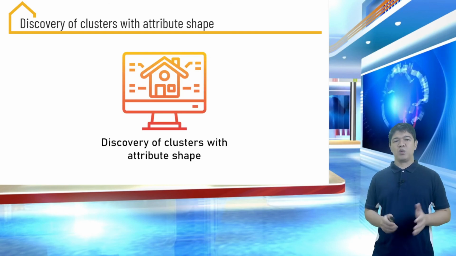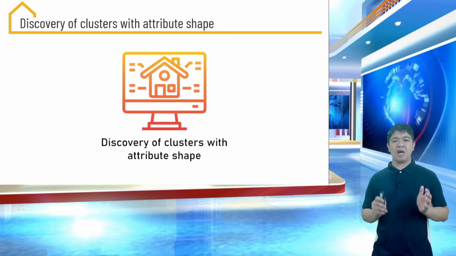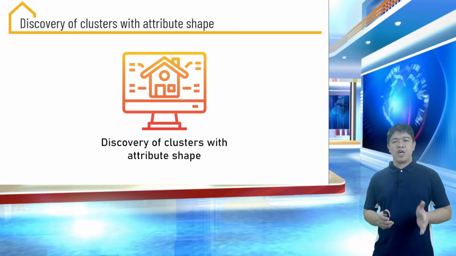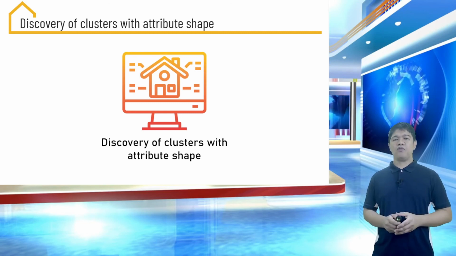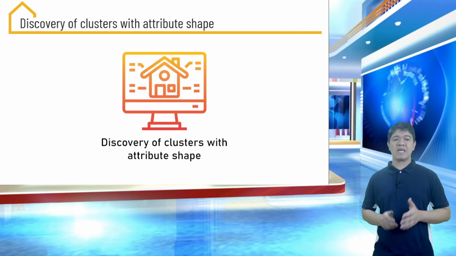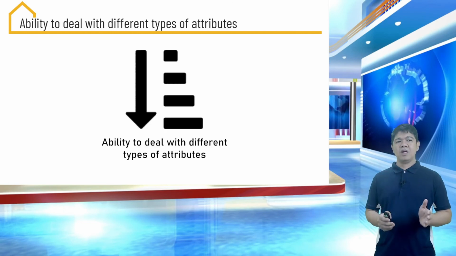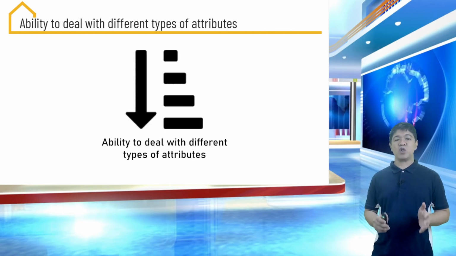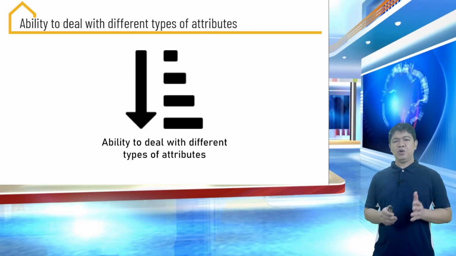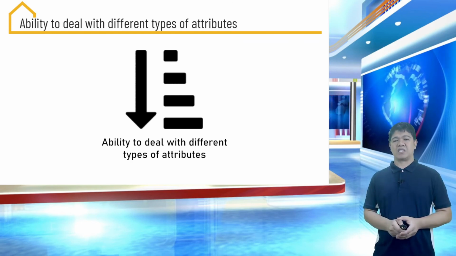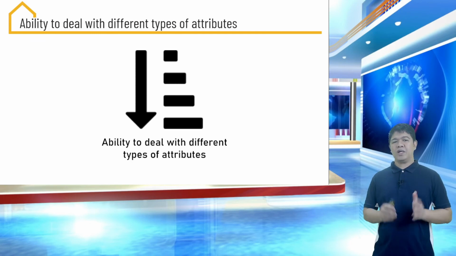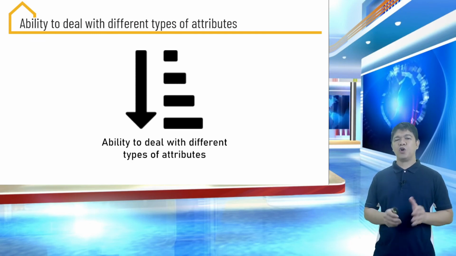Discovery of clusters with arbitrary shape. The clustering algorithm should be able to find arbitrary shaped clusters. They should not be limited to only distance measurements that tend to discover spherical clusters of small sizes. Ability to deal with different types of attributes. Algorithms should be capable of being applied to any data such as data based on intervals, for example, numeric, or binary data and categorical data.